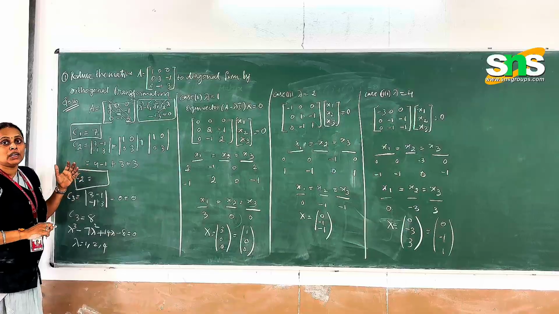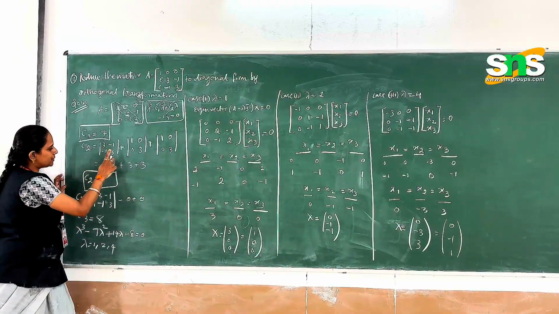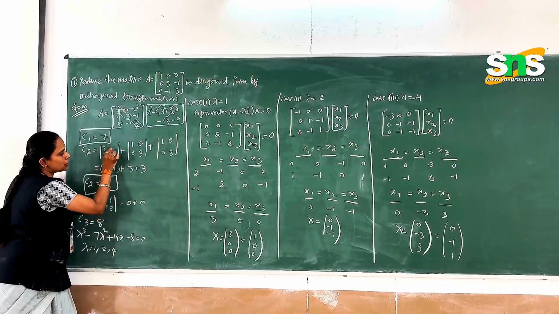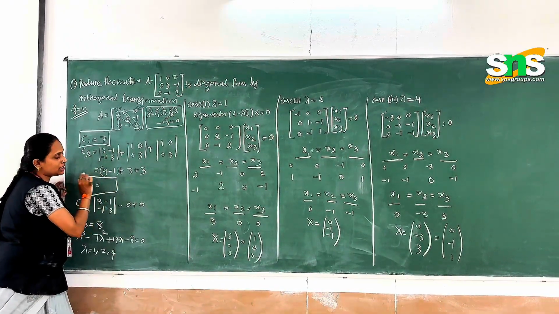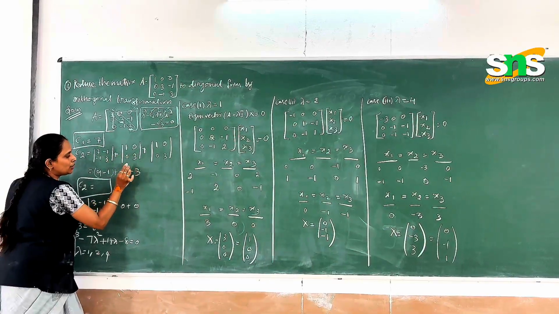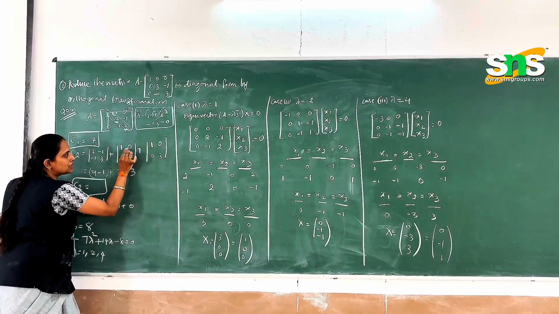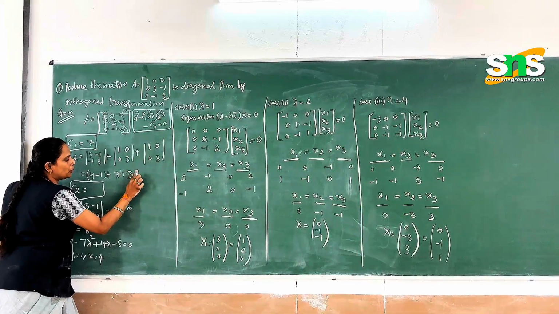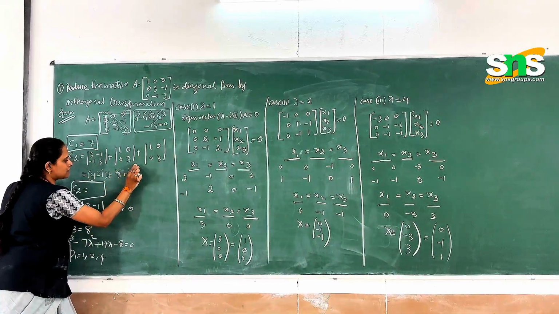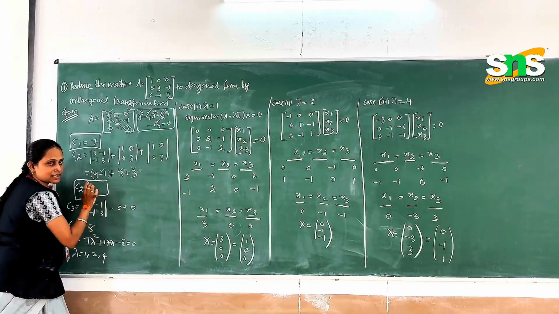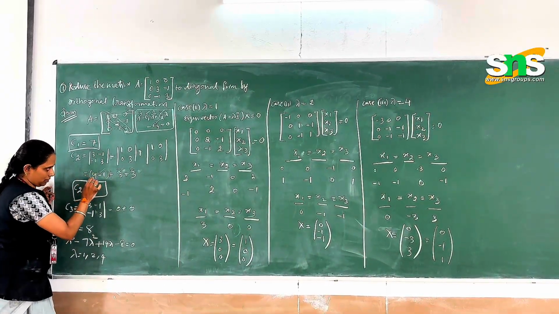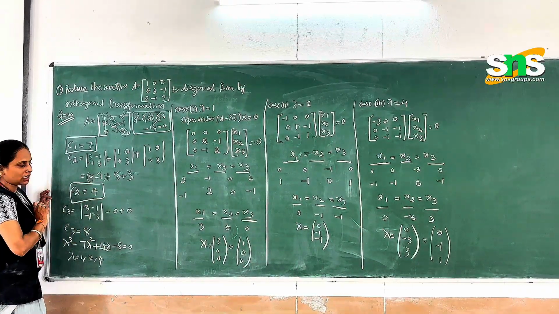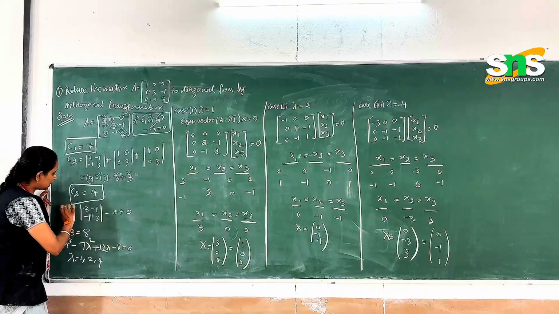Then we take the determinants. Here 3 into 3 is 9, minus and minus is plus, so minus 1, that is 8. Then 1 into 3 is 3, 1 into 3 is 3, minus 0 into 0 is 0, so no need to write it here. So 8, 3 plus 3 is 6, and 6 plus 8 is 14. C2 is 14.